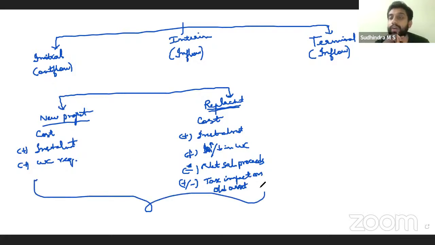Why is the initial cash outflow required? That is the cost of the project, correct? Present value of cash outflow.